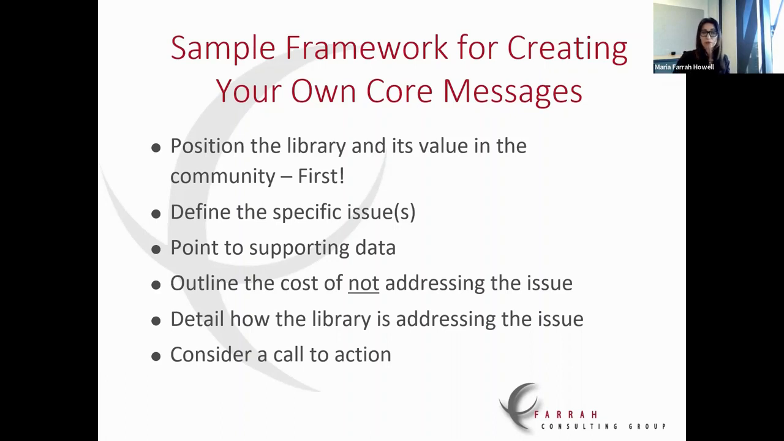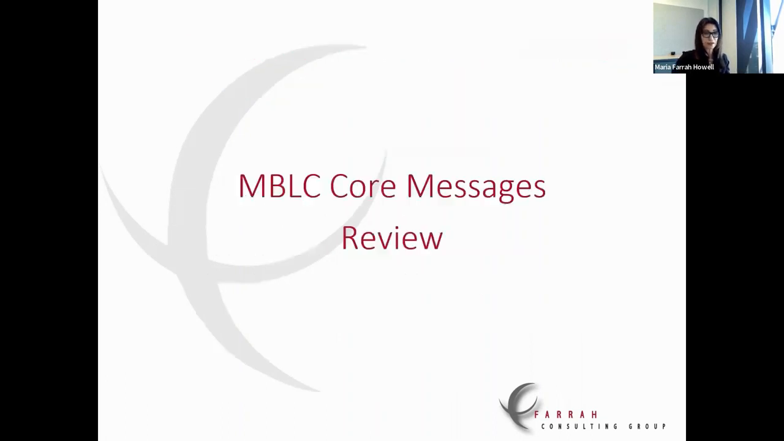And now we can take a look at the messages that the MBLC has put together. I believe we've got them in the chat at this point, and you can take a look at those.